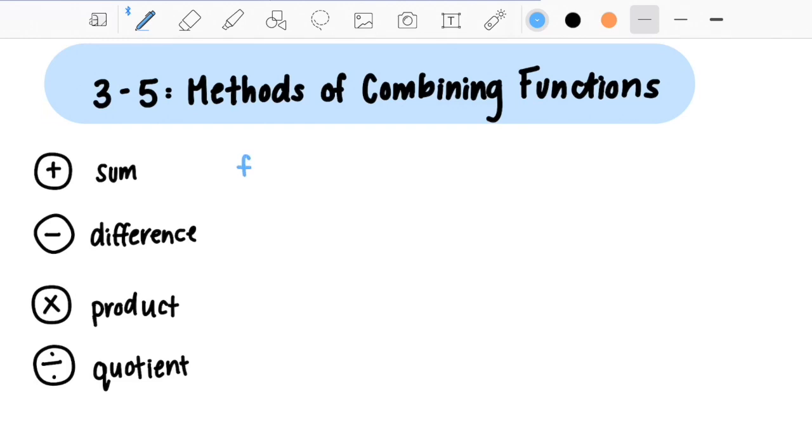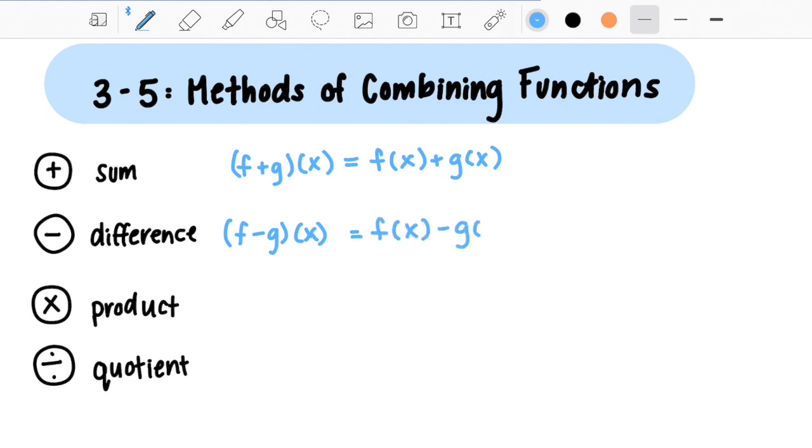We're talking about combining functions. Just like we can combine numbers, we can also combine functions. We have 4 ways to do that. We can do sum, difference, product, and quotient.